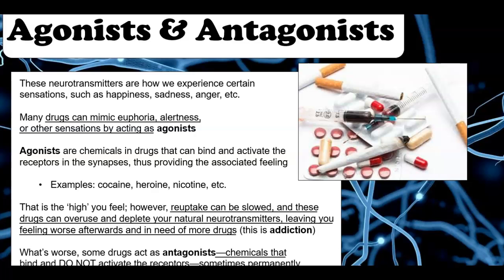The brain thinks, or is fooled into believing, oh, I should feel happy or sad or calm, because the agonist, that chemical, is tricking you, right? It's a feeling that high. But what happens is the reuptake can be slowed, and the drugs can overuse and deplete your natural neurotransmitters, leaving you feeling worse after, and that's why you're addicted, right? You want to continuously feel what you felt.